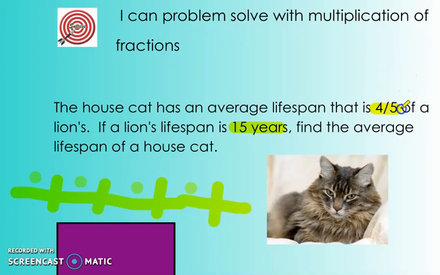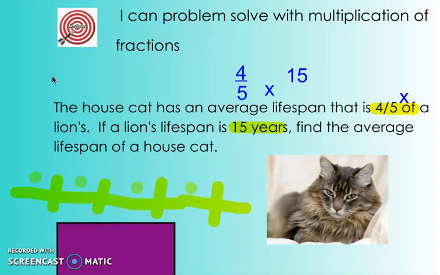And I notice that there is a key word, of, and whenever we see this keyword, it clues us in that we are using a certain operation, like adding, subtracting, multiplying, dividing. Well, our key operation is times, multiplication, whenever we see the word of. So what we're doing is we are taking 4/5 of 15 years for the lion.